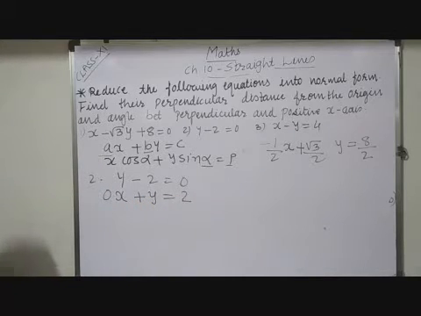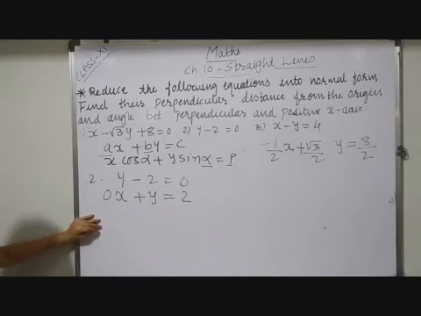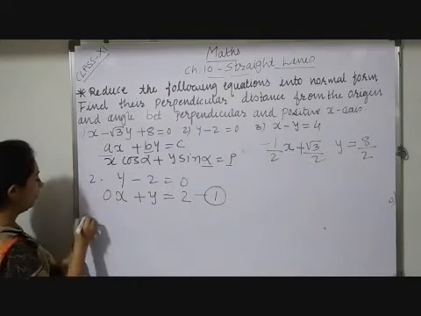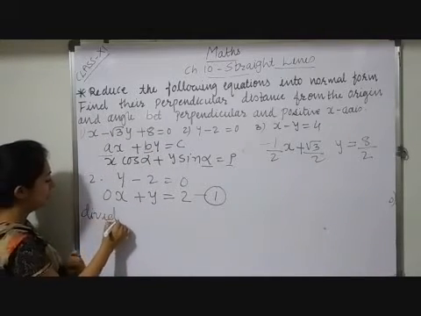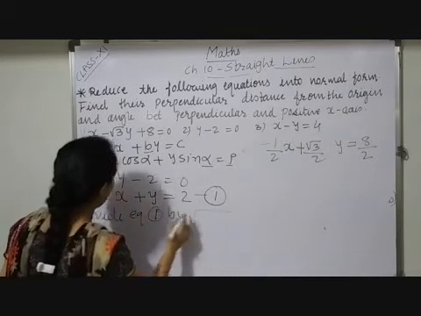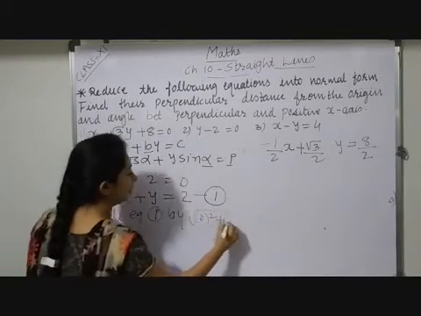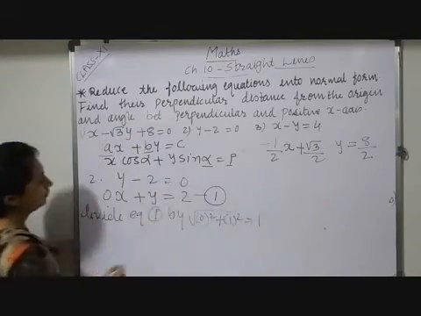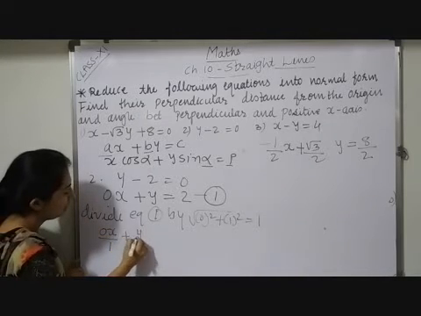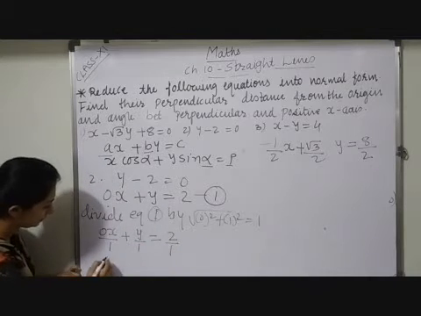Now after that what we have to do? Divide it by the coefficient of root of a² + b². So this is your equation number 1. So here I am writing, divide equation number 1 by root of a², a means 0² plus b², here 1. So that is 1. So here I will get 0x upon 1 + y upon 1 = 2 upon 1.